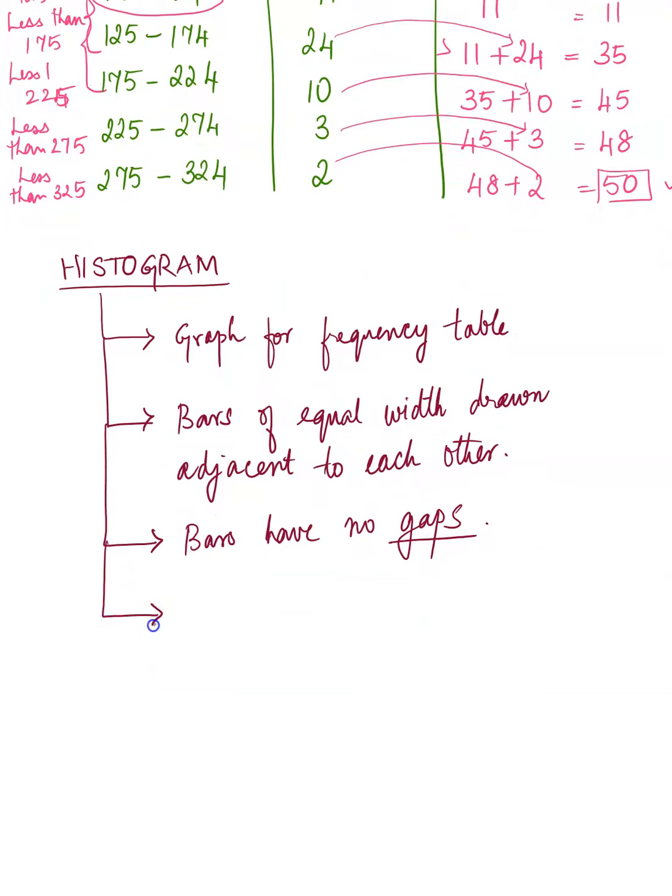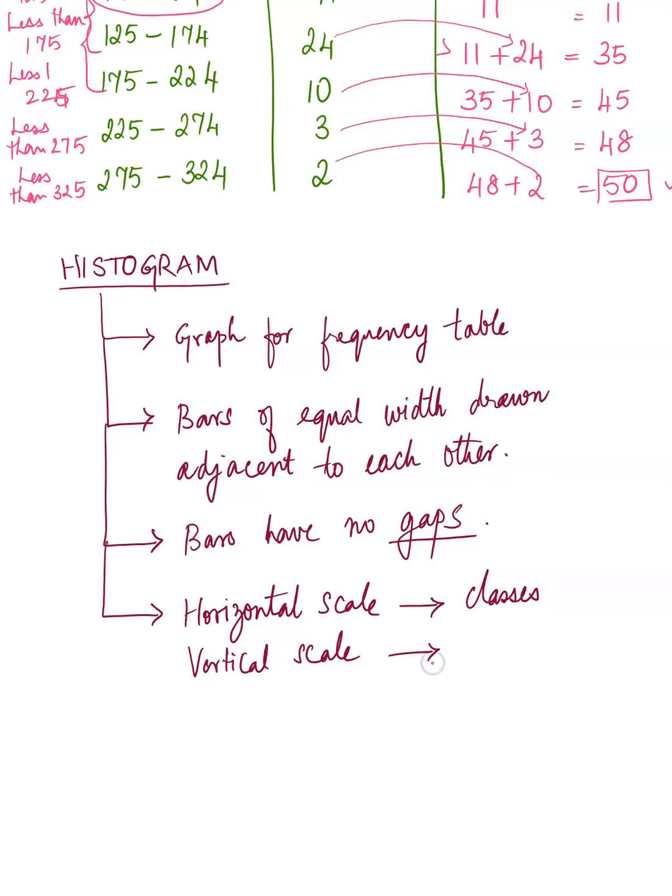And we have, of course, because it's a graph, we have the x-axis and the y-axis, right? So in this case, the x-axis or the horizontal scale will correspond to the classes, okay? And the vertical scale is nothing but the height of your bars, right?